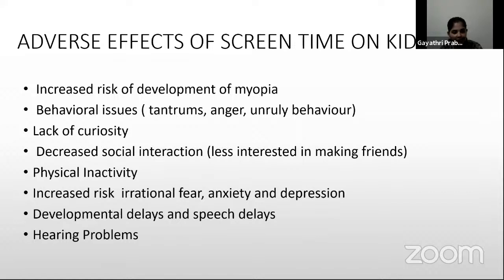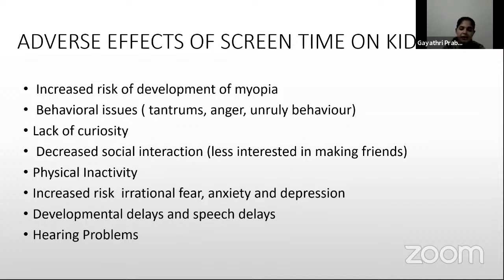Now, what are the adverse effects that we see of the screen time on kids? Typically, as I said before, when kids spend more time on screen, it indicates that they're not actually doing a lot of outdoor activity. They're not playing as much as they should. They're constantly just playing or doing any kind of near work only. So there is increased risk of development of myopia. That is number one and most important from our point of view.